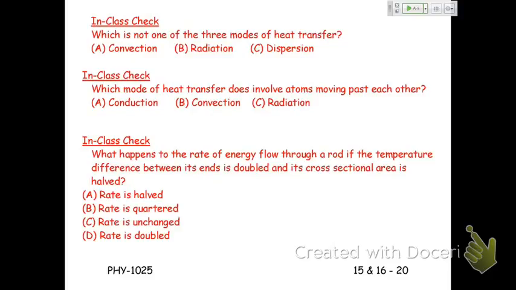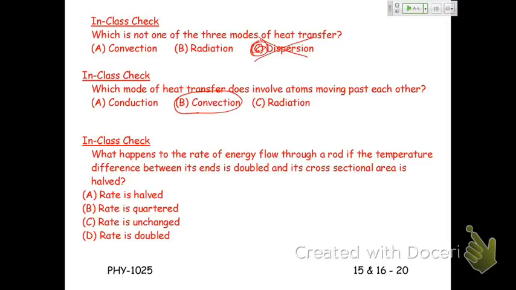So, which one is not one of the 3 modes of heat transfer? Convection, radiation, and dispersion? No. Which mode of heat transfer does involve atoms moving past each other? Convection. Convection currents.